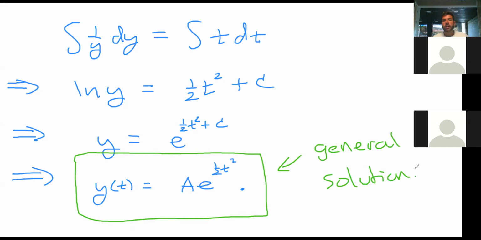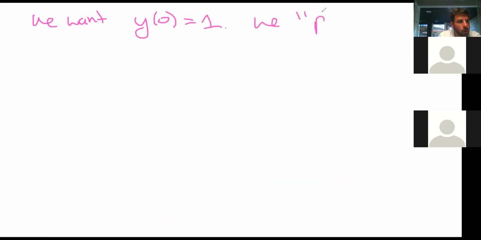And we're not interested in the general solution per se, because if you look at the problem, we want this particular solution, the one that satisfies y of 0 equals 1. So what we do is we quote unquote plug in and solve for the value a.